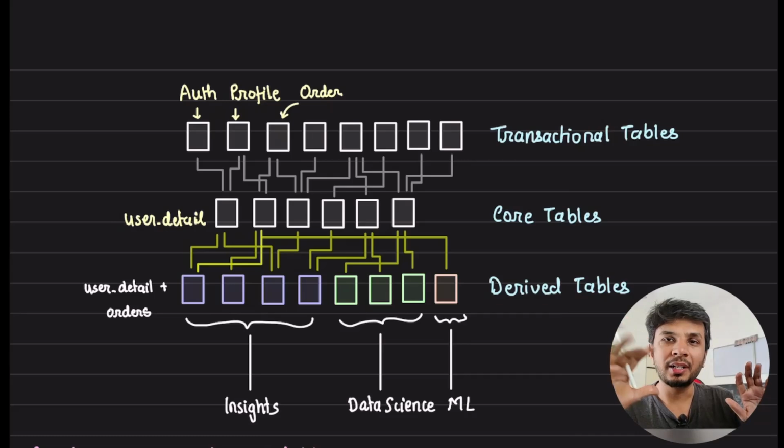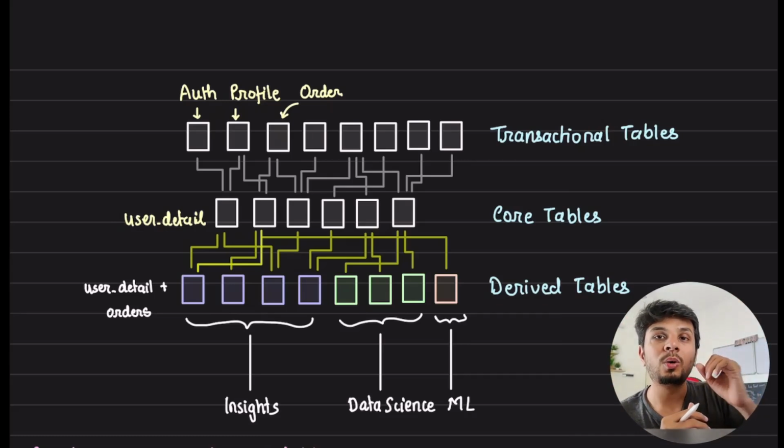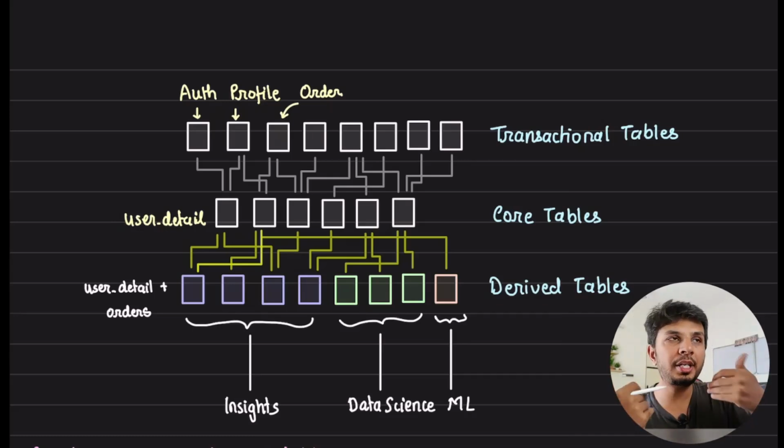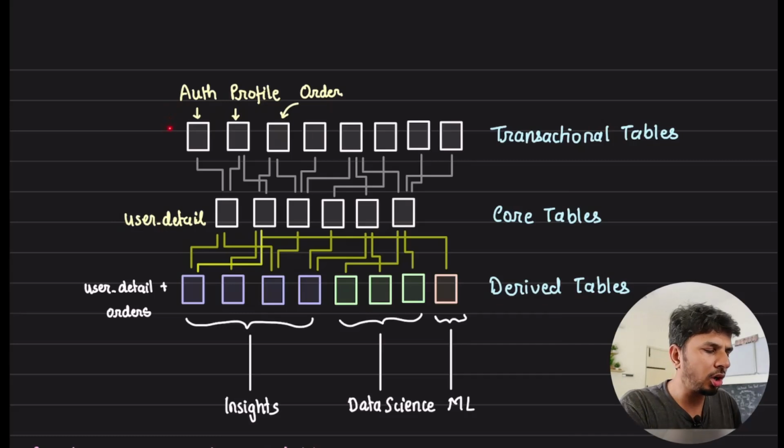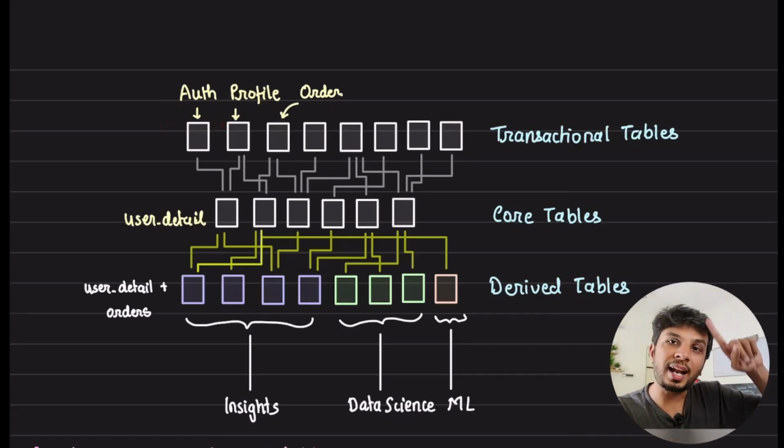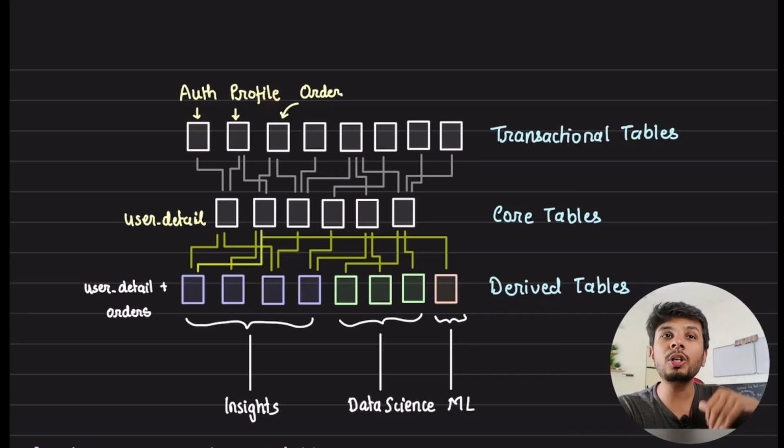But now what do you need? Your insights team, your analytics team needs this data at one place so that they can query it. And here you can very clearly see that auth and profile tables for the transactional needs to be separate, because auth table will do your login, logout stuff while profile is there to store your profile information. But for most of your derived use cases, these are pretty much the same.